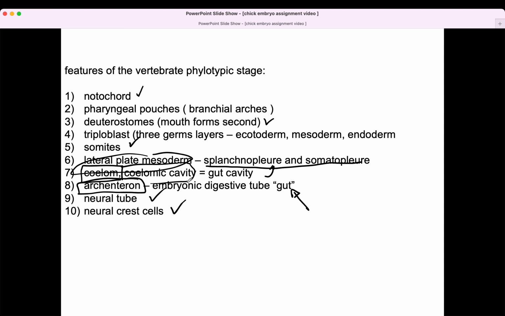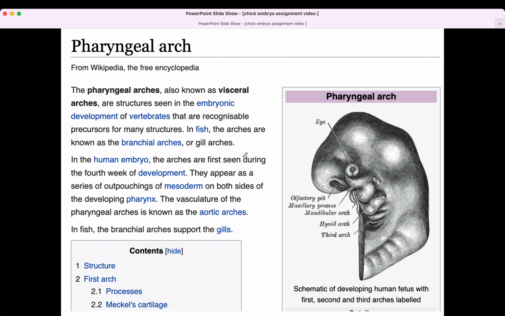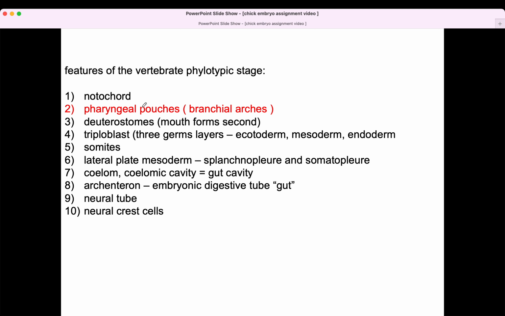The main thing we want to talk a little bit more about are these pharyngeal pouches and the lateral plate mesoderm. So the pharyngeal pouches are in what will be our eventual throat region, and there are half a dozen pouches. They're called either the pharyngeal pouches or the branchial arches.